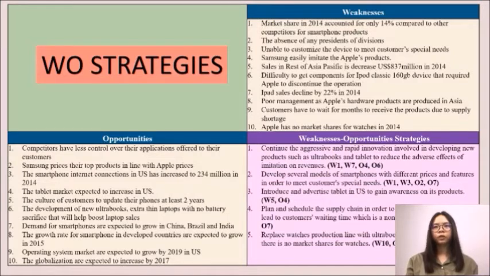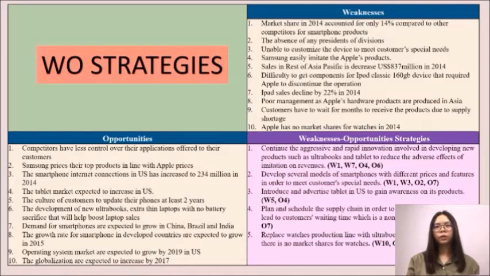Thirdly, Apple can introduce and advertise a tablet in US to gain awareness on its product. By referring to W5 and O4, there's an increasing market for the tablet product, and this can overcome the declining sales in the rest of Asia Pacific.